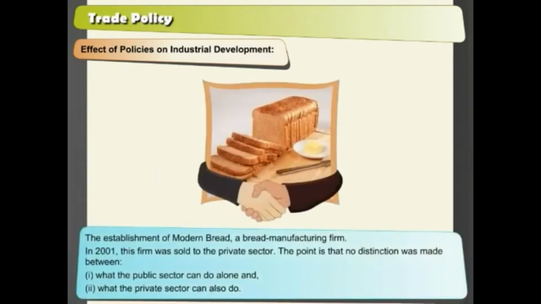Another example could be the establishment of Modern Bread, a bread manufacturing firm, as if the private sector could not manufacture bread. In 2001, this firm was sold to the private sector. The point is that no distinction was made between what the public sector can do alone and what the private sector can also do. The examples are as follows.